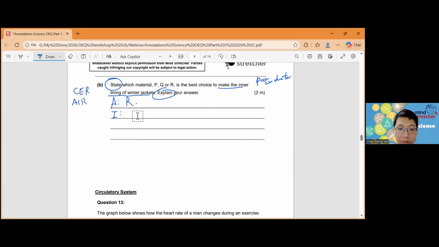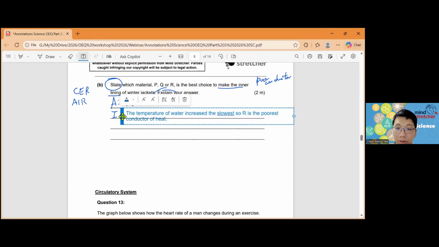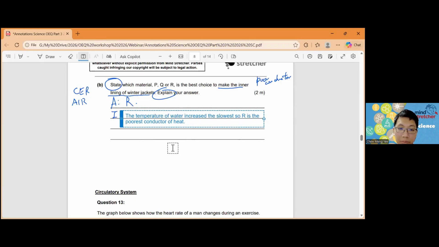I'm not going to type it, I'm just going to type it here, not write it. So the temperature of water increases the slowest, so R is the poorest conductor of heat, because it gains heat the slowest. That is the I.